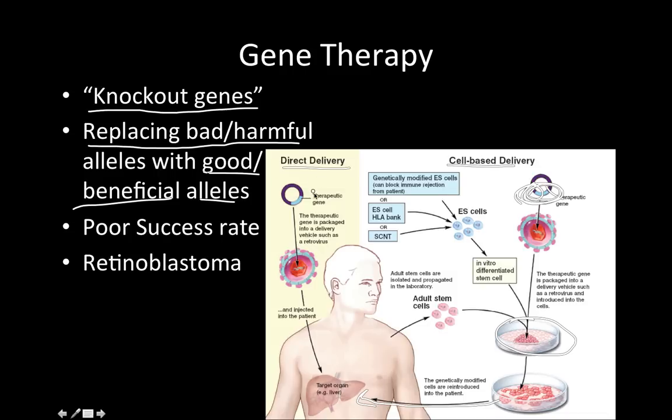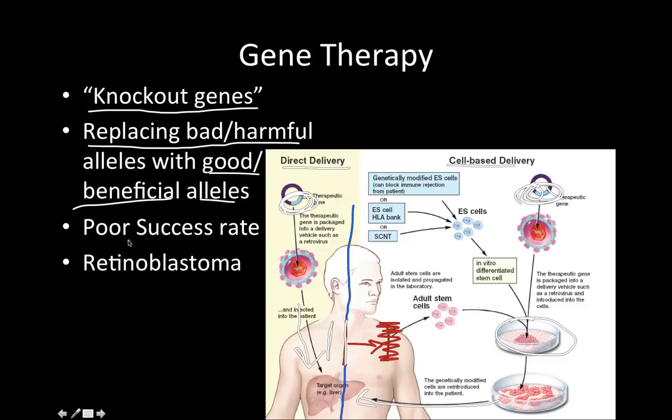The other way to do it is the direct delivery, and that's where we take, again, our gene of interest, put it into a vector, in this case a virus, and then inject that gene of interest into the patient. And the whole thing is, if here's the good gene and here's the bad gene, remember that bad gene is part of this big long chromosome. What will happen is the good gene will come in and kick out the bad gene, so the good gene now replaces that bad gene in the chromosome.